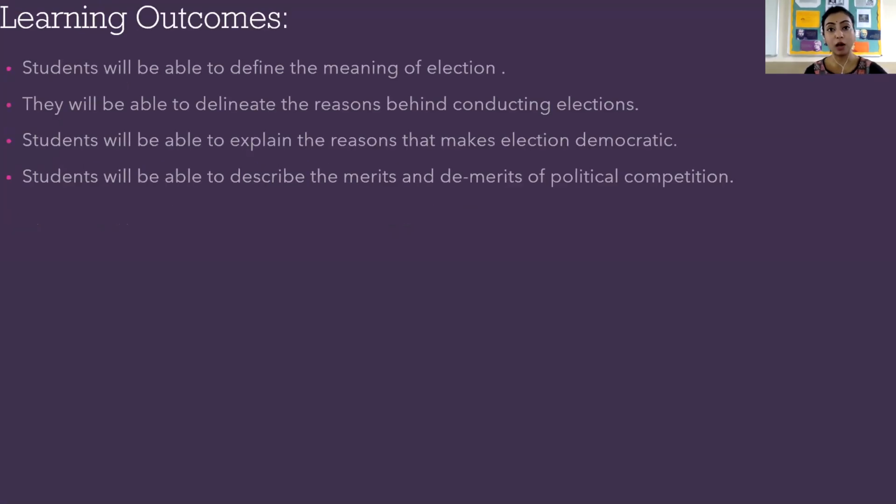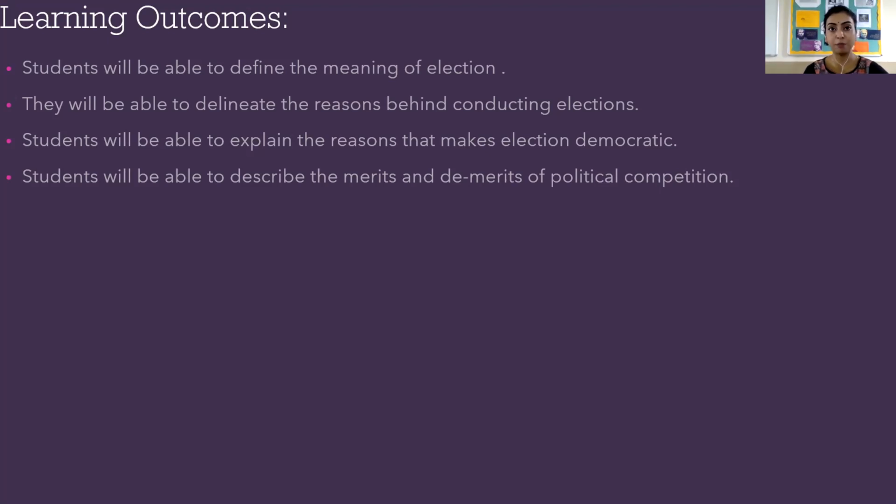And from today's class, your learning outcome will be that by the end of the class, you will be able to define the meaning of election. You will be able to understand or explain the various reasons for conducting elections. We all have been hearing elections are conducted, but why do we need to conduct elections? The reasons we'll be able to explain towards the end of the class. Thirdly, you will also be able to explain or describe the reasons that make elections democratic in nature. Like even though elections are conducted, how do we consider that it is conducted in a very democratic way? And lastly, you will be able to explain the merits and demerits of having political competition in an election.